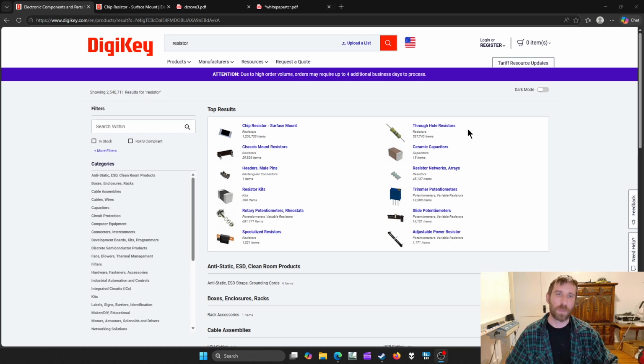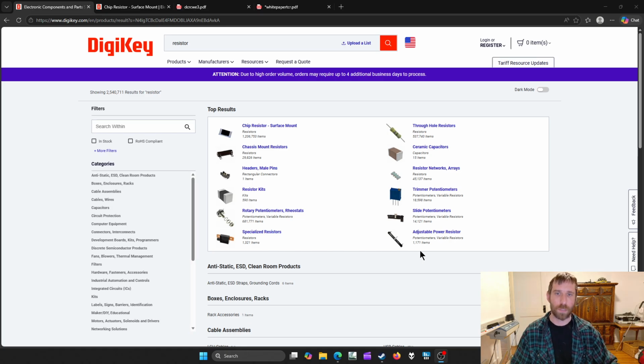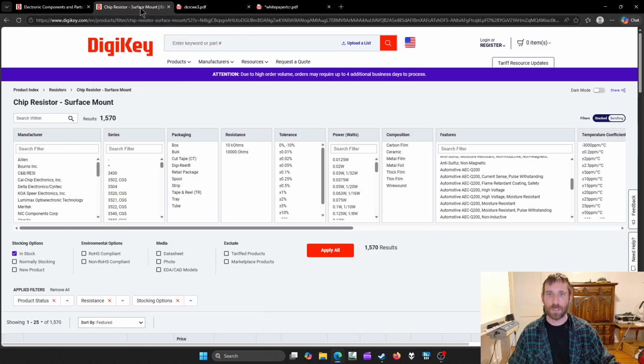But there are some specialized features here, but I've never had to go into these. Chassis mount resistors, that's if you need a high power rating, and it's connected to either a chassis like it implies or a heatsink. Adjustable power resistors can really help during the prototype phase, when you need high power, and they also make a good clink when you do that. But mainly in a modern design, we're going to be looking at surface mount right here.